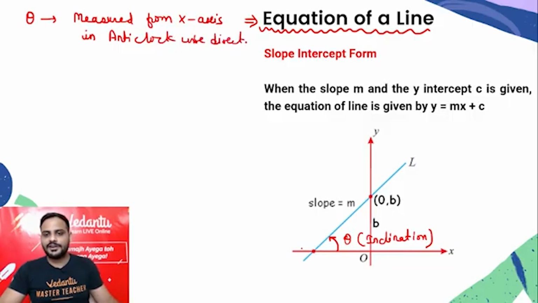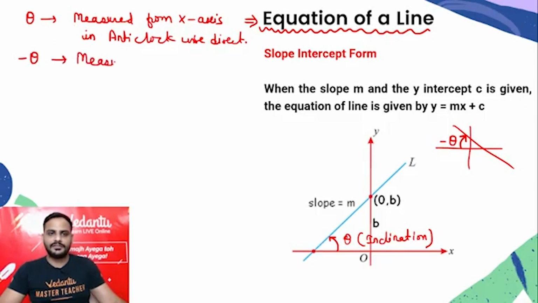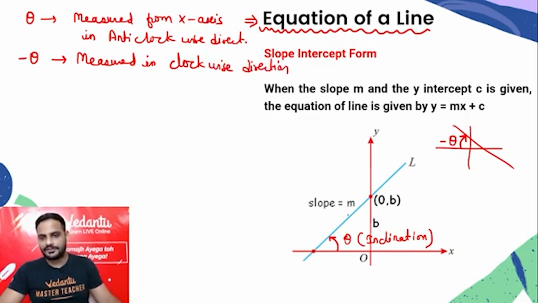And suppose a line is something like this, and if you measure the angle in the clockwise direction like this, then this theta will be taken negative. Minus theta if it is measured in the clockwise direction. So this direction is very important. Anti-clockwise, theta positive; clockwise, theta negative.